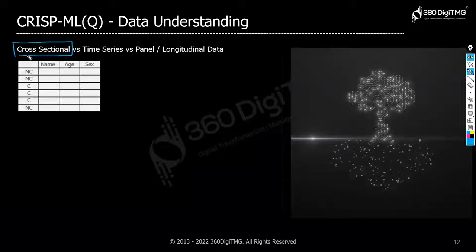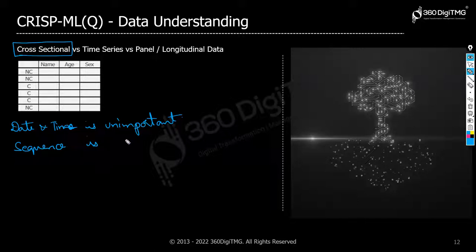cross-sectional data is that data where date and time is unimportant. Since date and time is unimportant, the sequence in which you arrange the data becomes unimportant. So you need not sort the data in the ascending order. You need not say that, you know what, this patient visited on 1st Jan, this patient on 2nd Jan, 3rd Jan, 4th Jan, 5th Jan, 6th Jan. In this manner, you need not have the data in a sequence. You need not sort the data.